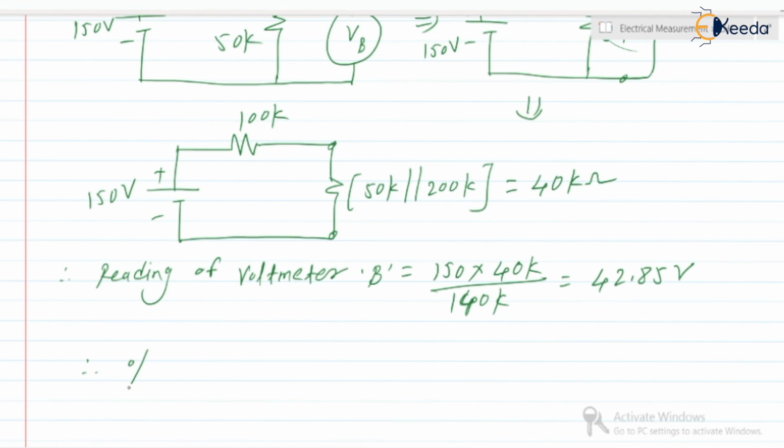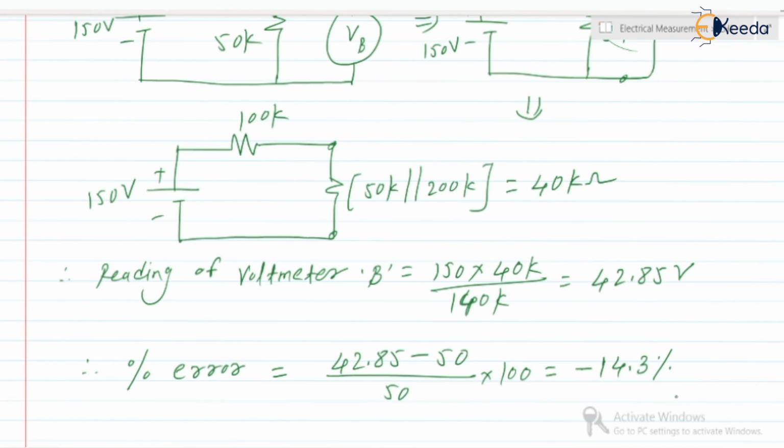So what is the error? We can write percent error is equal to measured value minus true value. The measured value is 42.85, minus true value 50, divided by true value, into 100. So it is equal to 42.85 minus 50 divided by 50, so it is minus 14.3%, right?